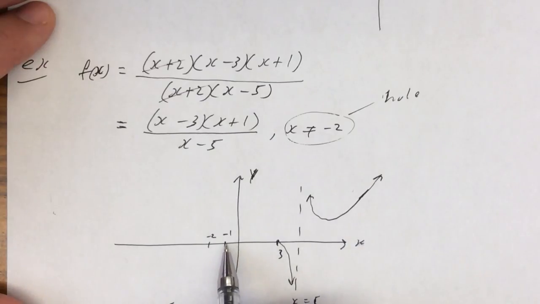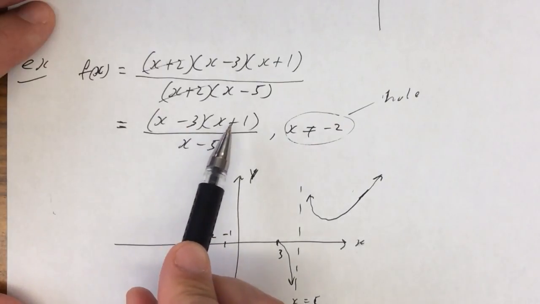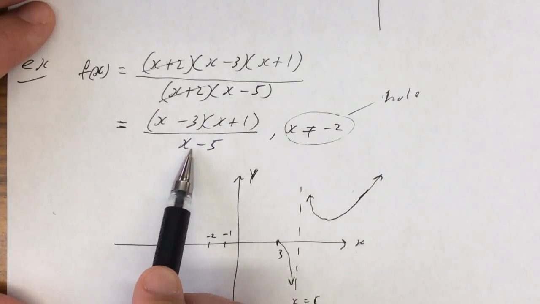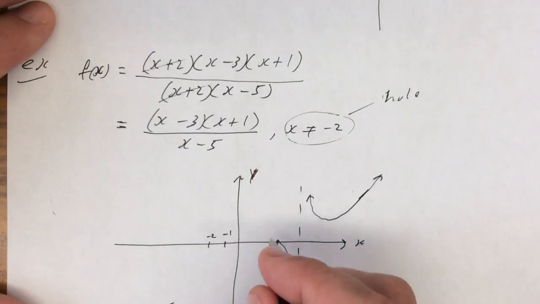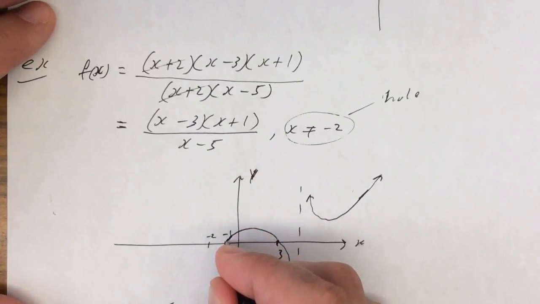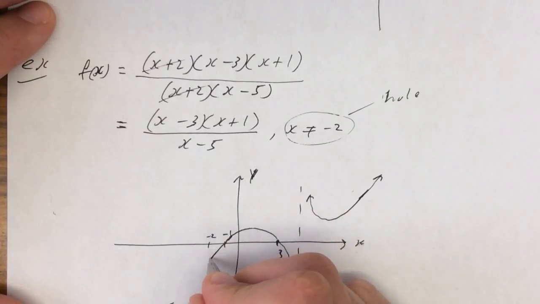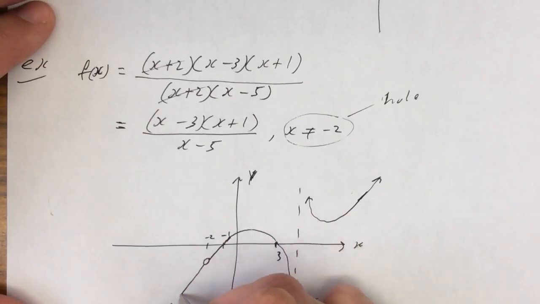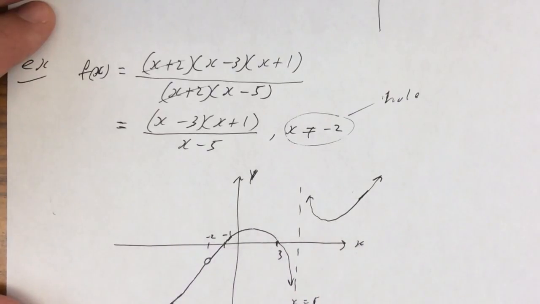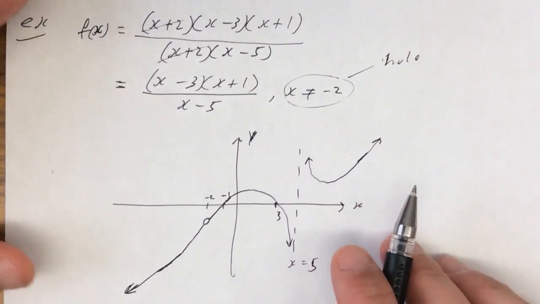And then between -1 and 3, well, let's try 0. So negative, positive, over a negative, it's going to be positive. So it's going to come up like this. It's going to come back down, hit 1. Okay. And then it's going to come along here, and there'll be a hole there, and then it heads down to that. And that's what that graph would look like with the hole in it at x equal to -2.